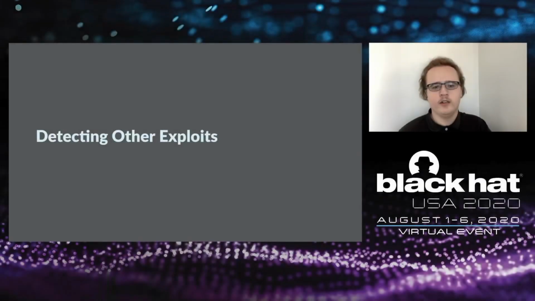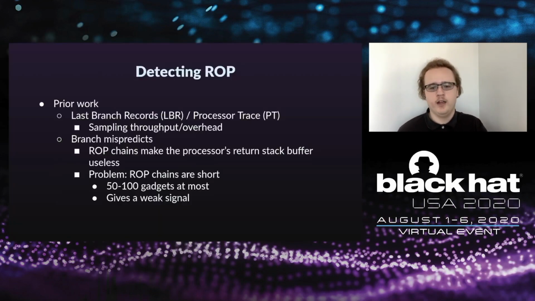Thanks, Rini. So at this point, we've seen that we can detect Spectre and variants really well using undocumented counters, but we wanted to see if we could detect other exploits, specifically ROP. There's been prior work done on detecting ROP with hardware performance counters or other hardware performance monitoring things like the last branch record and Intel processor trace.